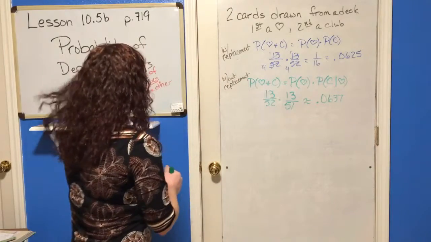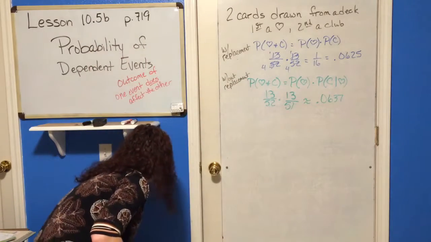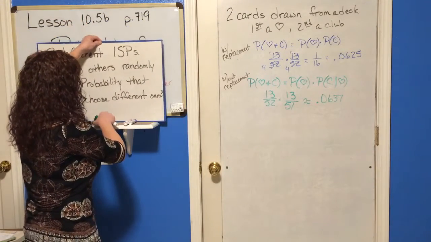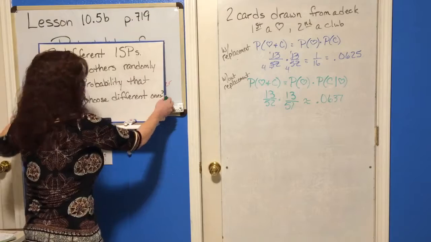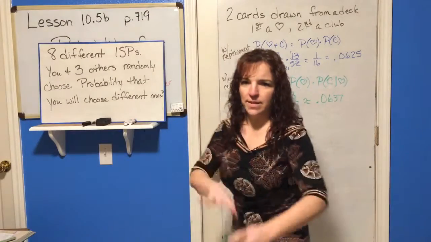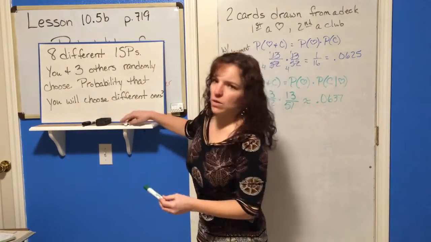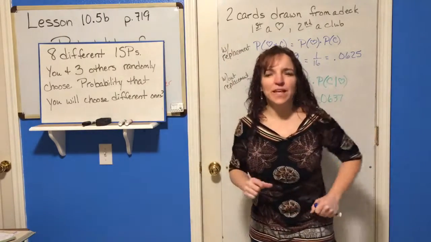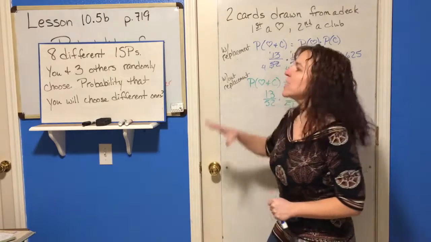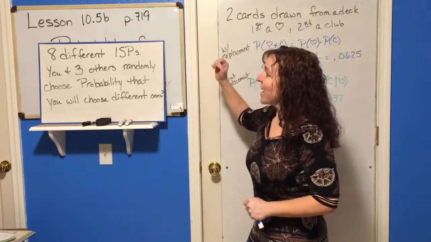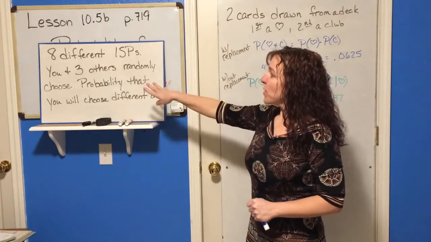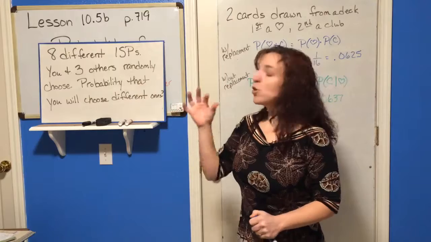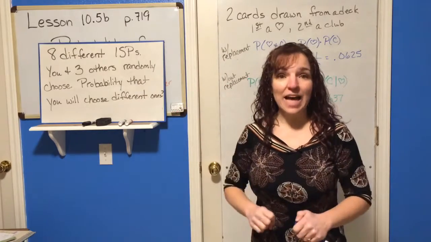Same type of thing, still working with dependent events. I realize this is not true in Alaska, but I got this example out of the book, so we're going to move down to the lower 48 for a few minutes. We've got a choice of 8 different internet service providers. Wouldn't that be nice? You and 3 other friends are going to randomly choose an ISP. What is the probability that you'll each choose a different ISP?